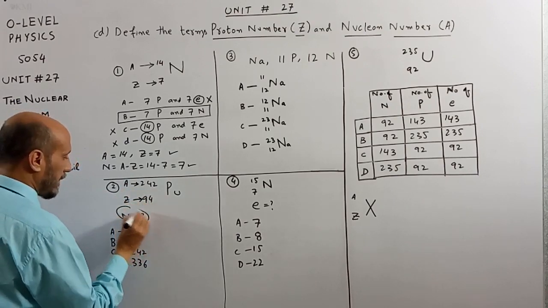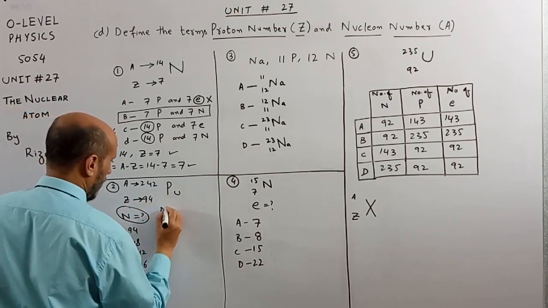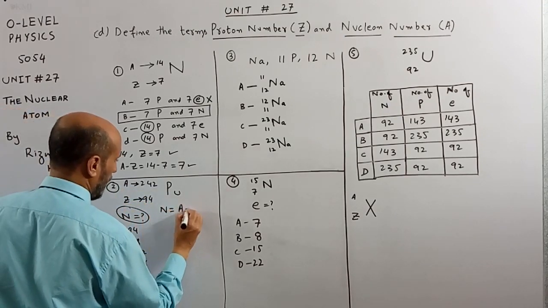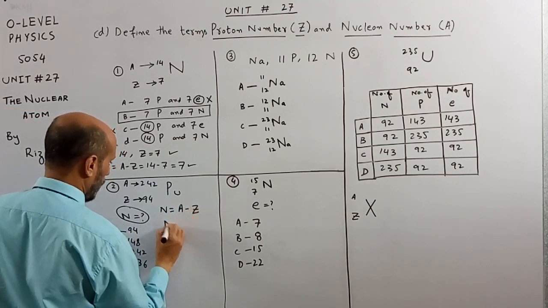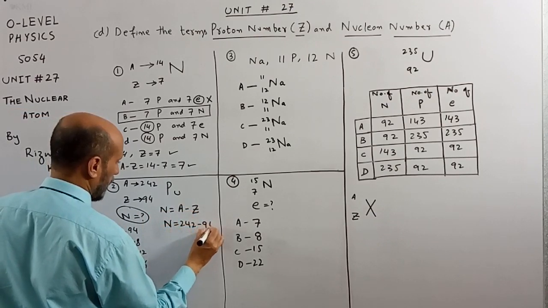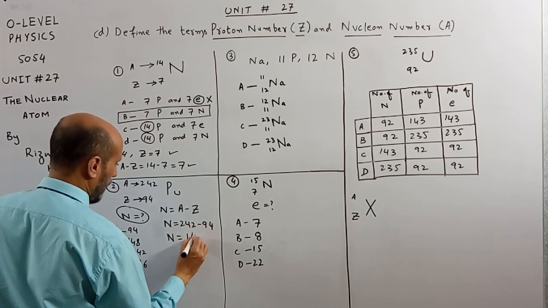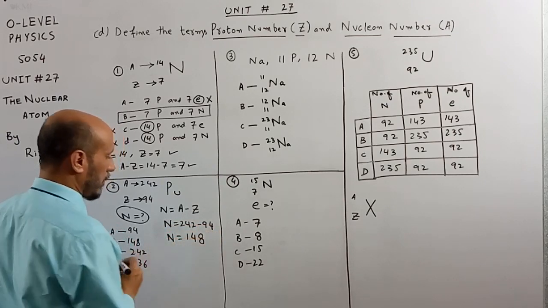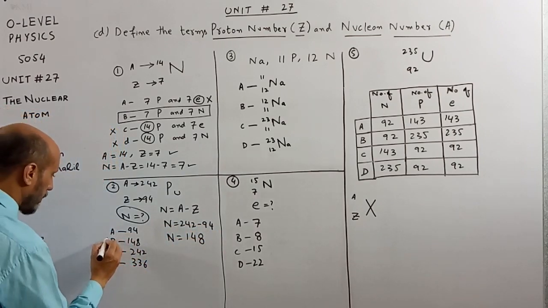We have to calculate the number of neutrons, that is N is equal to A minus Z. What was the value of A? 242 minus 94, and when we solve, the answer is equal to 148. So which option is the correct option? Option B.